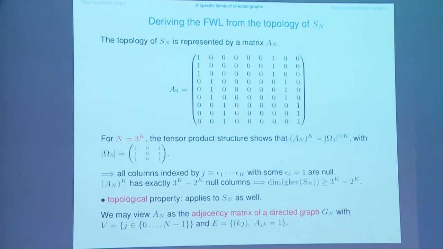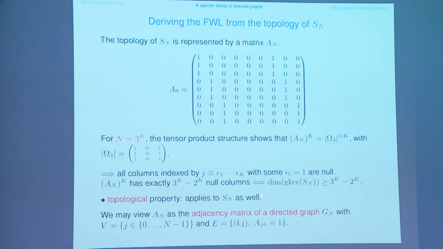When you look at this matrix and take high powers, we see that after power k, the power k has exactly 3^k minus 2^k null columns. There will be many null columns. Originally there were only three null columns, the one at the center, which are killed by this quantum map, and then the other ones. If you take power 2, this column will be killed and this column will be killed. And for n equal to 3^k with larger values of k, more and more null columns will appear when you take higher and higher powers of this adjacency matrix.